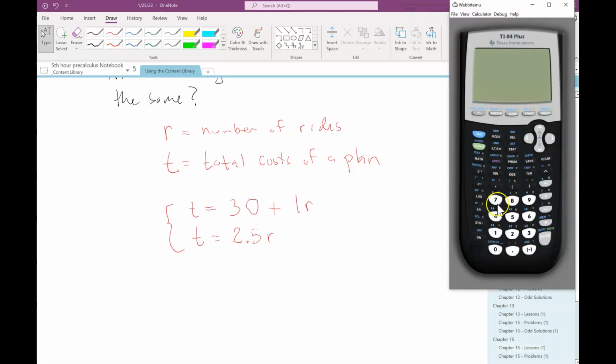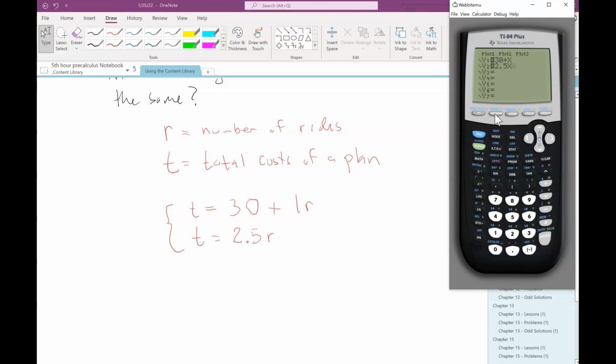So let's go ahead and type these two equations in then. I'm going to use X instead of R, though. Everybody's okay with me doing that, I hope, right? It's clearly obvious the calculator needs to use X's and Y's instead of R's and T's. Okay? But I'm not going to hit graph right now because I'm going to change my window around.